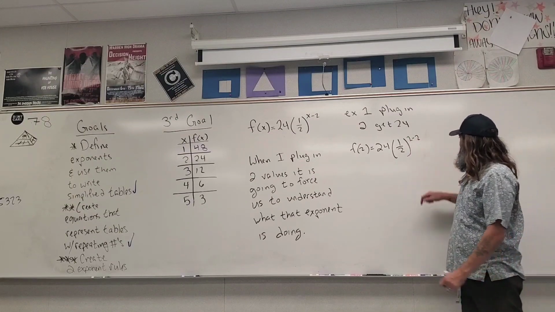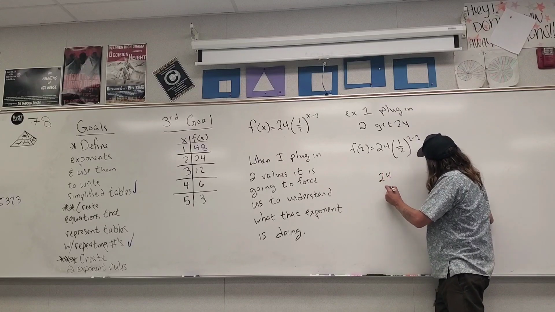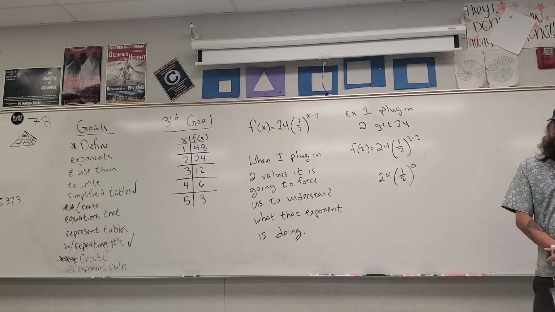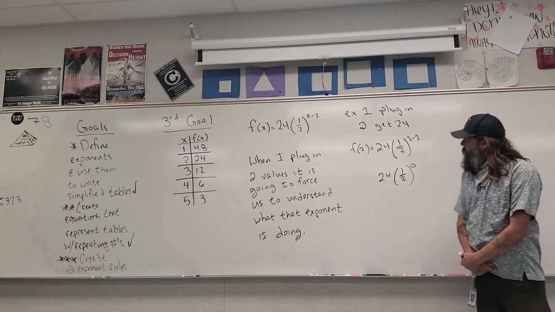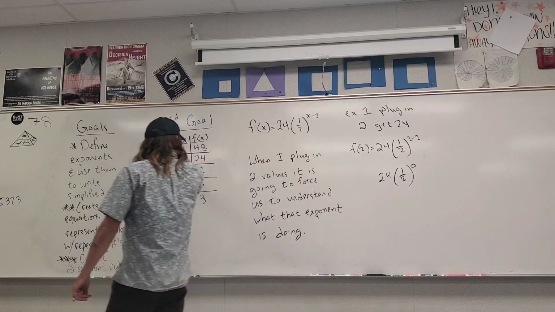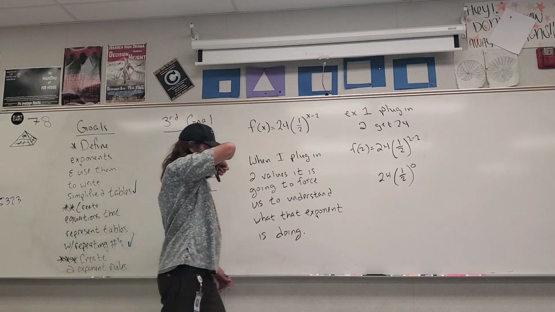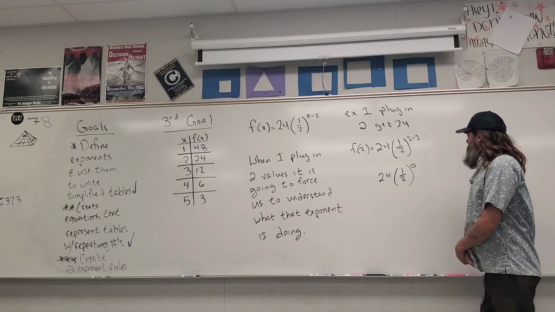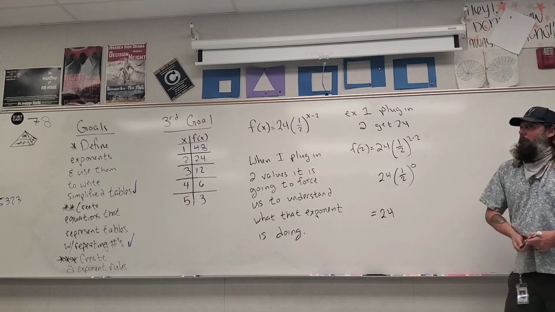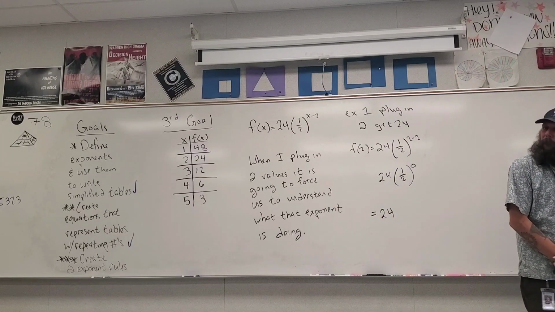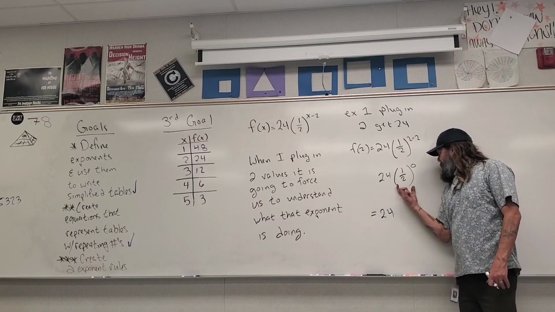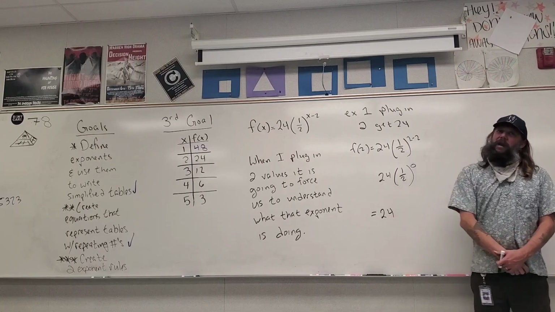Well, let's deal with the exponent first. I now have 24, parentheses, 1/2, and my exponent is 0. We know that these numbers are multiplying together. We also know that when we plug in a 2, we should get a 24 back. This is supposed to equal 24. Think about what that must mean about this value. What value must this be so when I multiply it by 24, I get 24 back?